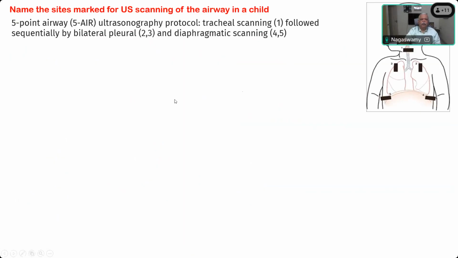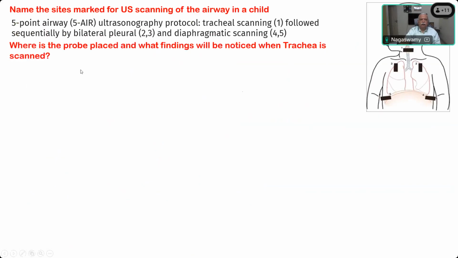Diaphragm. Okay. So this is called the 5-point airway ultrasonography protocol: tracheal scanning followed sequentially by bilateral pleural scanning, that is near the upper lobe, and diaphragmatic scanning. Where is the probe placed? What are the findings to be noticed when the trachea is scanned?